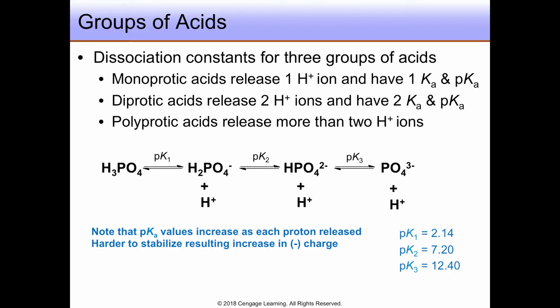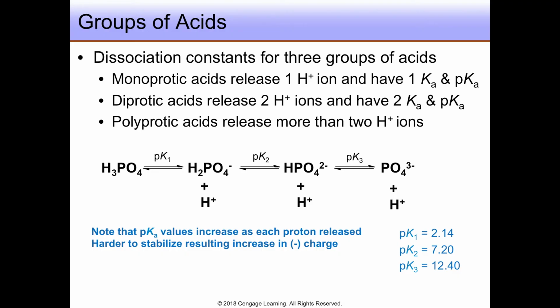Monoprotic acids would be those like we've considered thus far, with one proton to donate and therefore only one Ka and one pKa value. Diprotic acids have two protons and their corresponding Ka and pKa values. Polyprotic acids have more than two protons to donate.